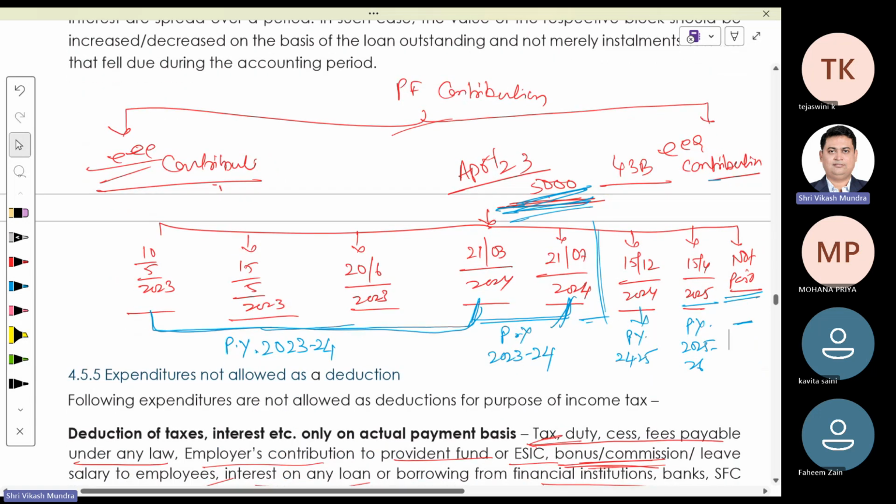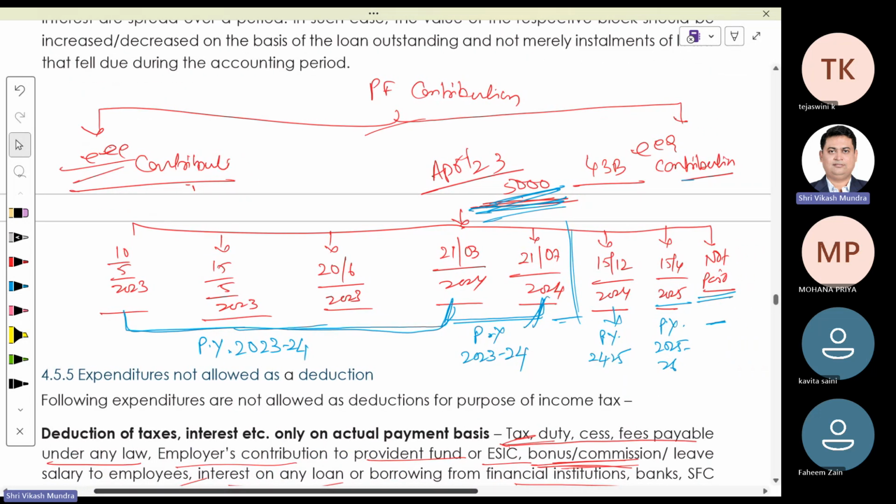Is it clear to all? Please copy this chart.